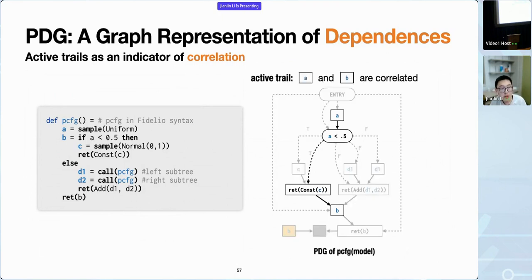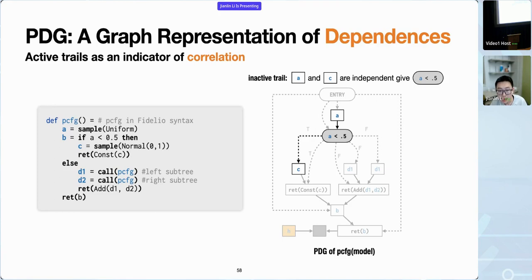We adapt the notion of active trails of Bayesian networks to PDGs as an indicator of correlation. There is an active trail between node A and B. This trail cannot be expressed by Bayesian networks, since Bayesian networks do not deal with control dependency. And there's a trail between node A and node C. There's a control dependence edge with label T from a control node to node C.